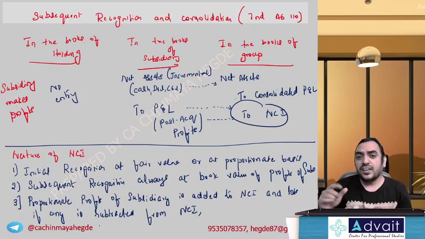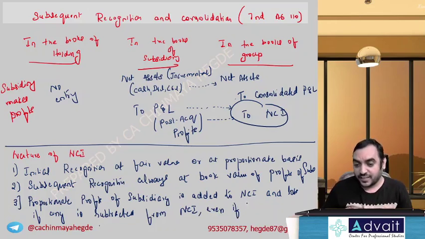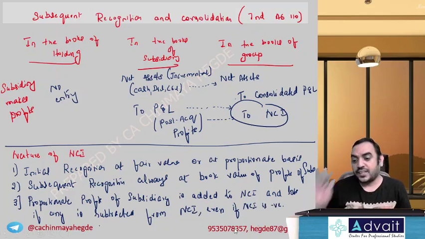So just be aware, for negative interest, there is a special treatment under AS. Under Ind AS, there is no special treatment for negative NCI. So if any amount is subtracted from NCI, even if NCI becomes negative, even if NCI is negative.